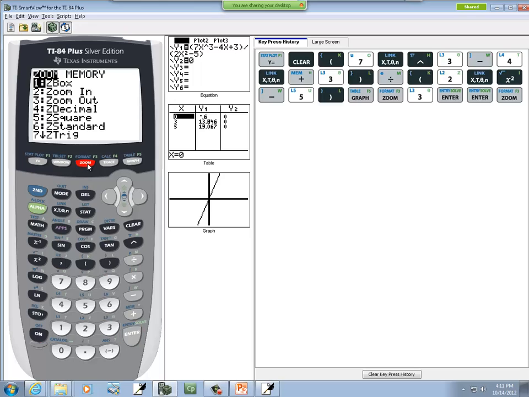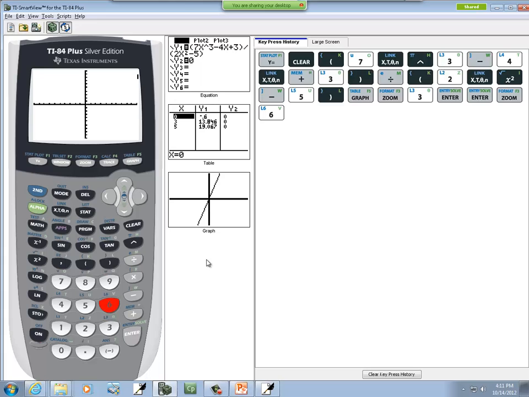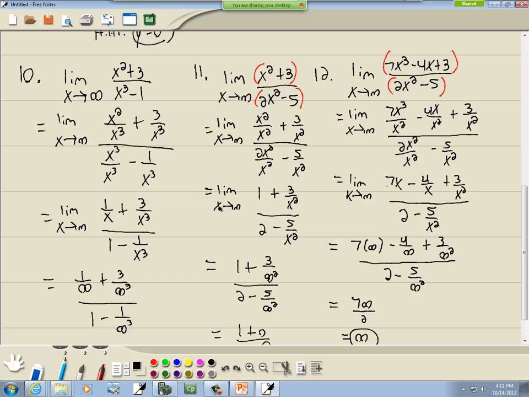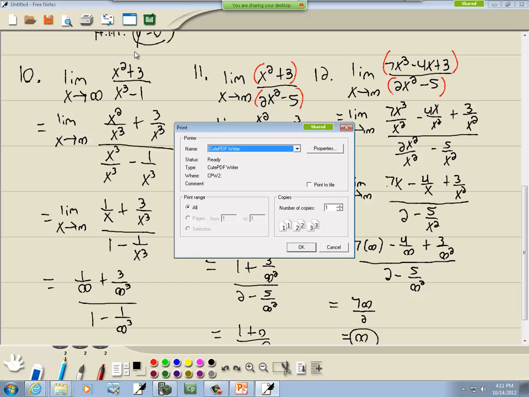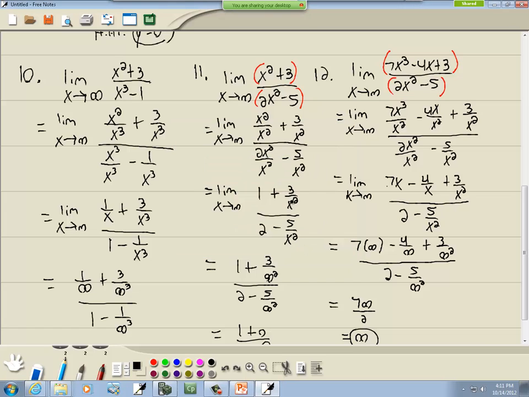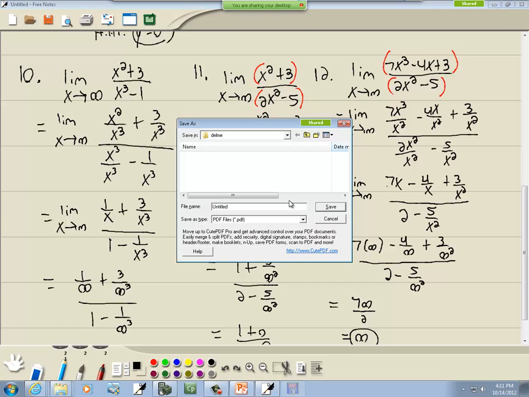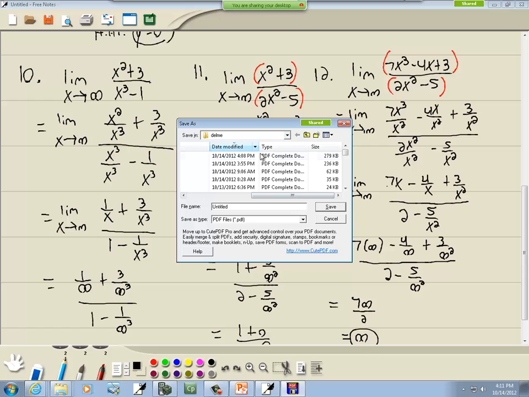Now set your calculator back by doing zoom and then choose number 6, Z standard. And did I save that? No memory, no memory. I think I did. What time is that? 4:08? Yeah, that would have been it.